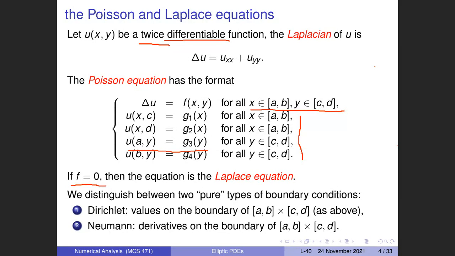So this is a pure Dirichlet problem. We have given values on the boundary, but we could alternatively also have a pure Neumann problem, where instead of giving the values for u at the boundary, we could give the values for the derivatives. And one can also mix. So there's a lot of variation here, but we will stick with this standard format.